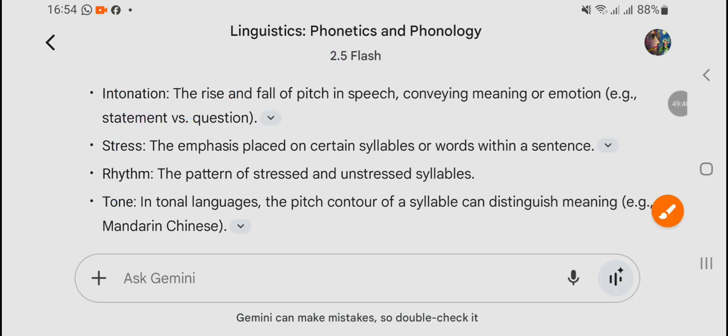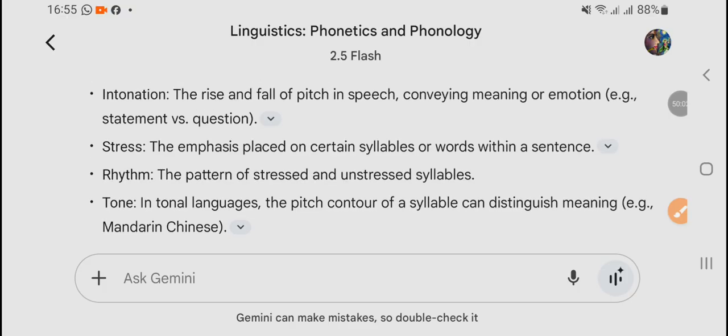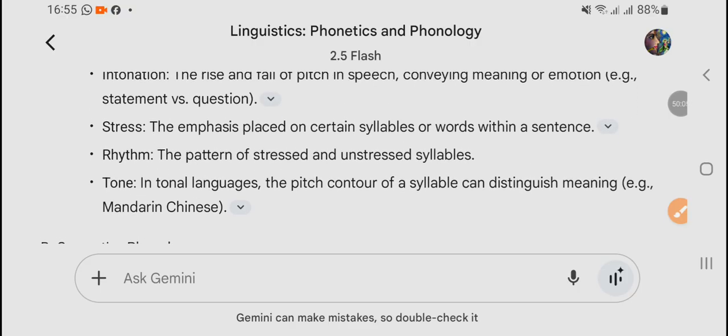With different moods, statements and questions: am I speaking this way? Or was I speaking this way? Or I was speaking this way? So "I was speaking this way" is a statement. But when we say "was I speaking this way?" that is a question. That is intonation, the rise and fall of pitch.